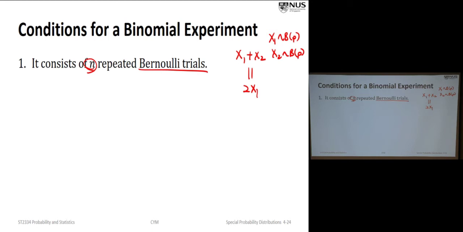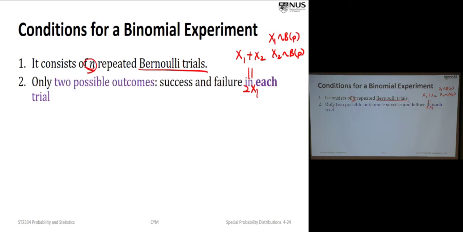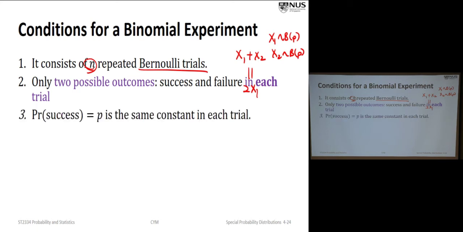2 times x1 means that whatever value x1 takes, you multiply it by 2. That means you force x2 to take the same value, which does not make sense for random variables. So repeated trials means that they follow the same distribution, there are only 2 possible outcomes for each trial, and the probability of success remains the same for each trial. If they are different, then it will not be considered a binomial experiment.